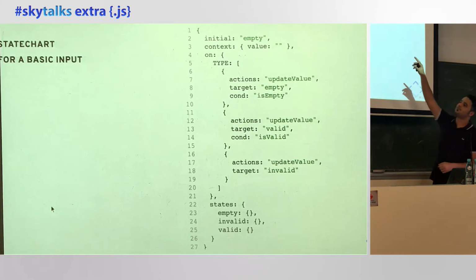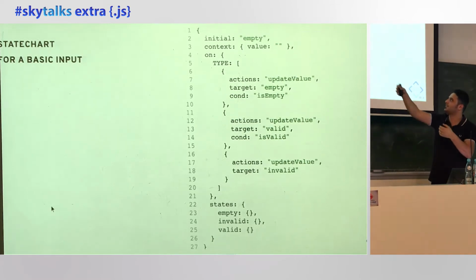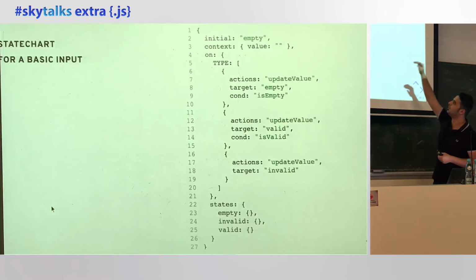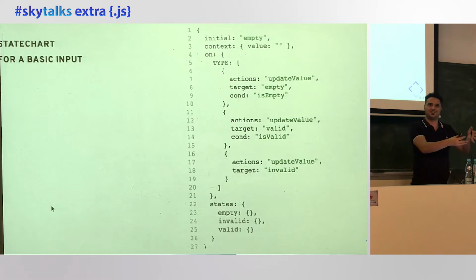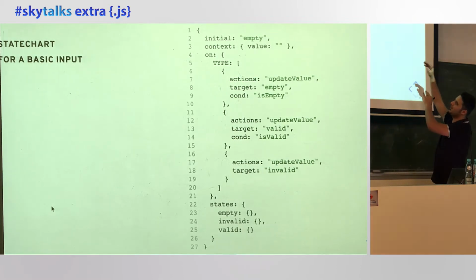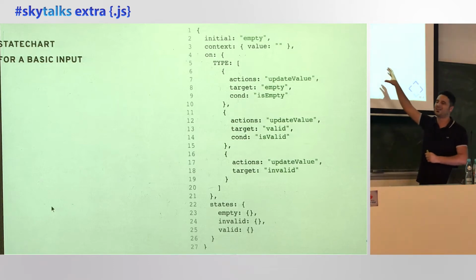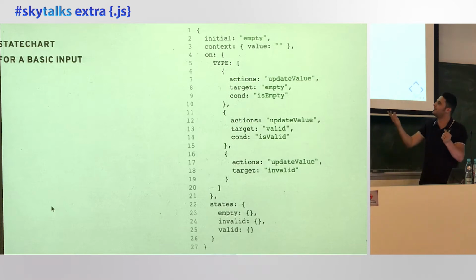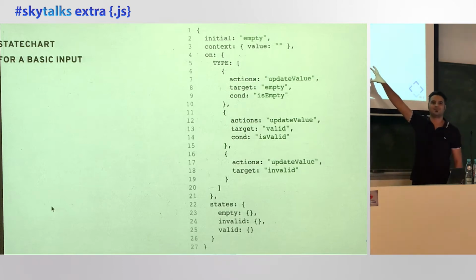And it says whenever I receive the type event, if it's empty, go to the empty state. If it's valid, go to the valid state. Otherwise, it's invalid, so go to the invalid state. And regardless of which state you go to, always run this action that updates the value of the input. So when the user types, the value should update. So it runs an action to update the value, and it decides which state to go to based on the condition that runs. If it's empty, empty. If it's valid, valid. Otherwise, it's always invalid. And these are the basic three final states that we talked about for the input before. And this is the whole logic of the input. You don't need anything else.